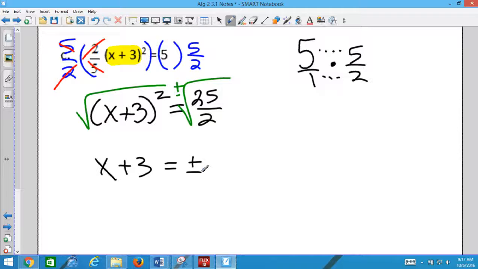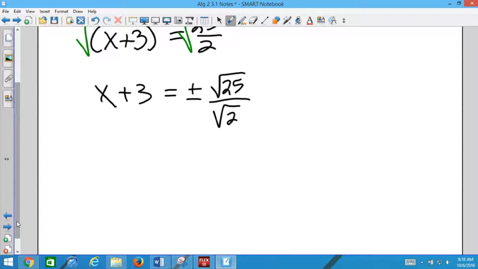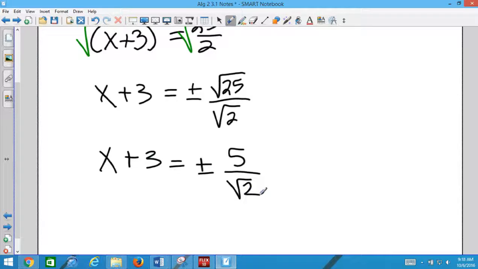When I square root a fraction, I'm going to immediately go to this next step: square root of 25 divided by square root of 2. There's a quotient rule that says you can square root the top and the bottom separately. So that's going to help us move on. And the square root of 25 simplifies, so x plus 3 equals plus minus 5 over square root 2.